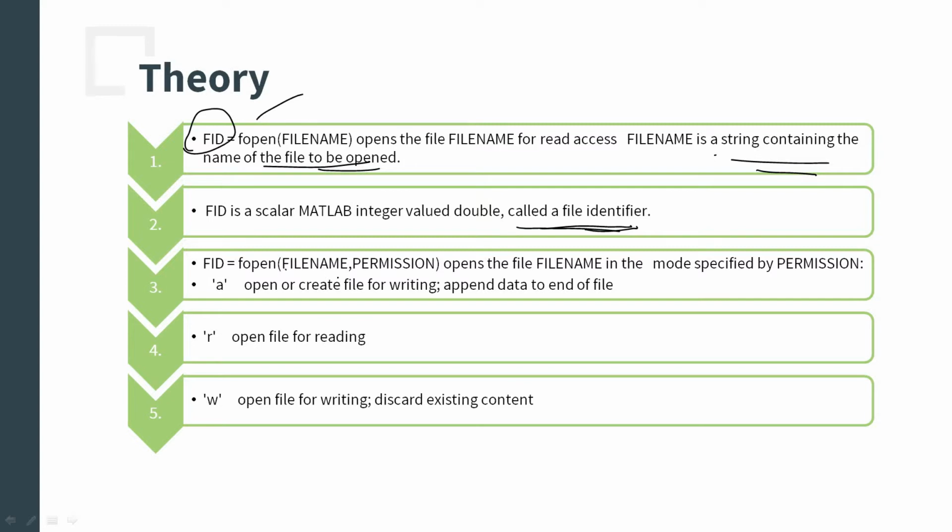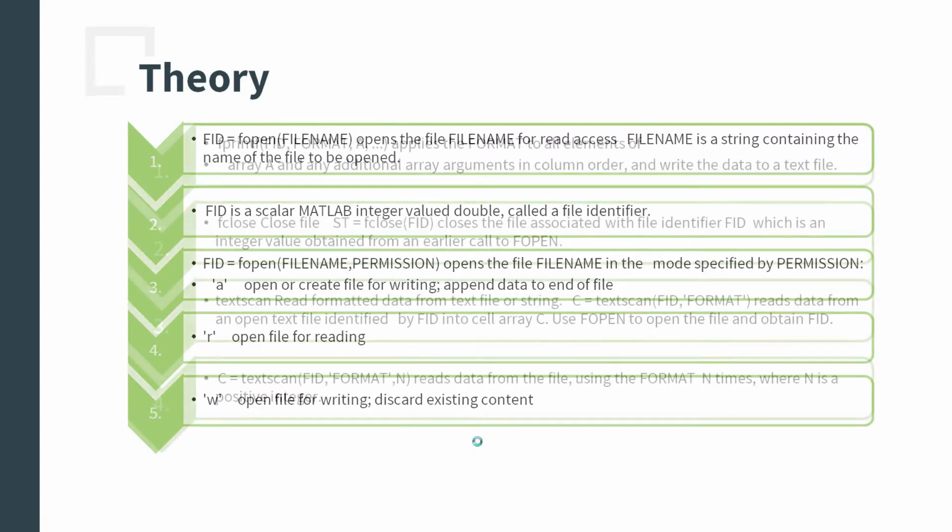fid is equal to fopen. You will write the file name and the permission. It opens the file name in the mode specified by the permission. Here A stands for opening or creating, writing or appending data to the end of a file. And R is for reading, and W is for writing, overwriting the existing content.